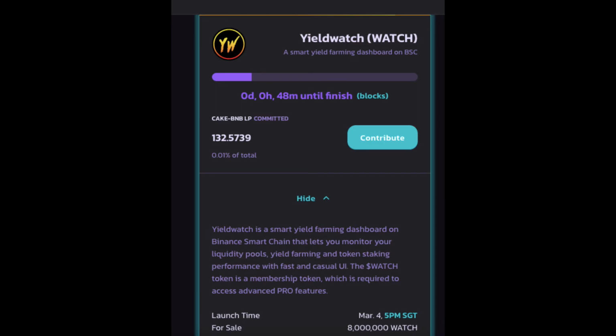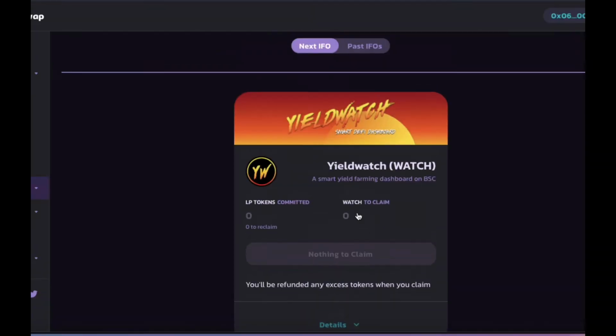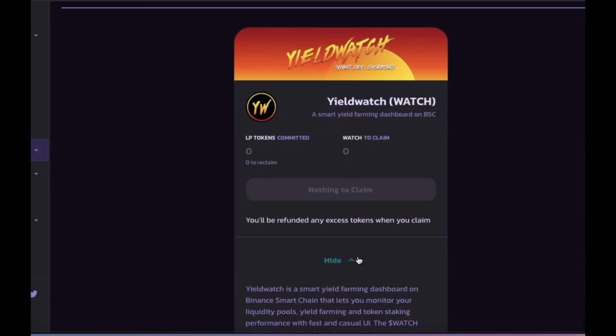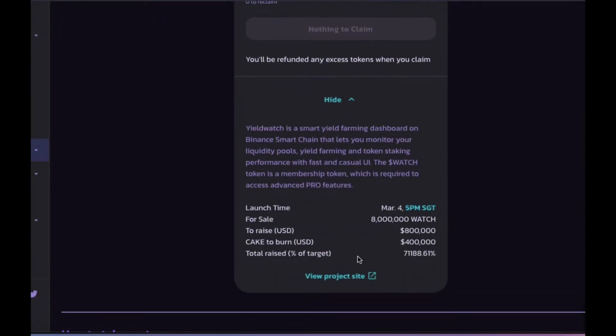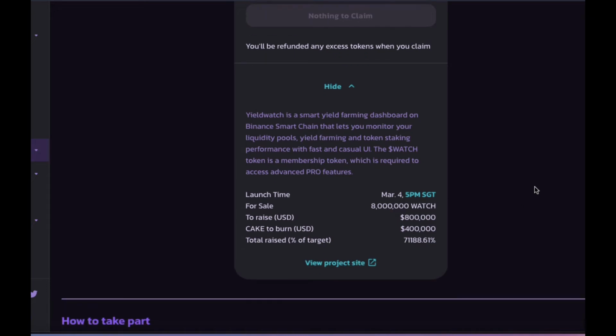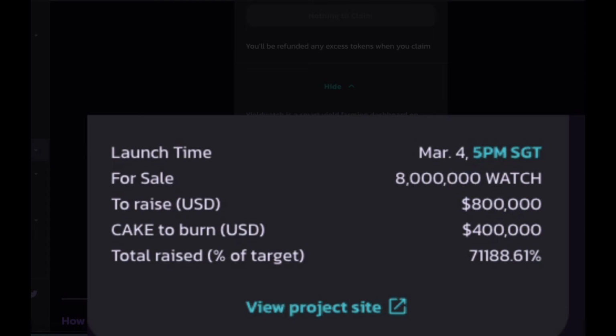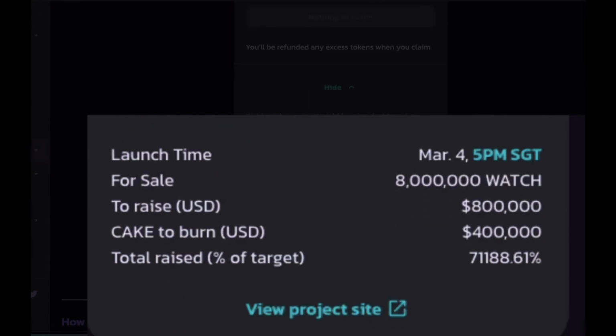Step 2. Scroll down to IFO. You'll see a countdown timer telling you when it's ready to start. Don't stress though, because you have a whole hour to get your transaction done. Click on the bottom where it says Details, and it will provide more info about the IFO. For example, the number of tokens, how much money they will raise, and the total raised percentage of target.